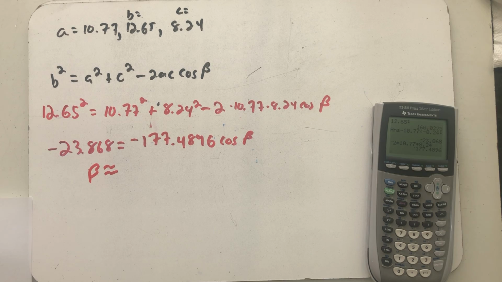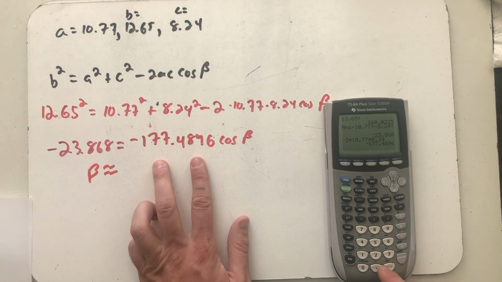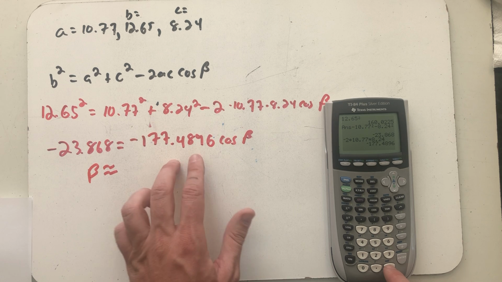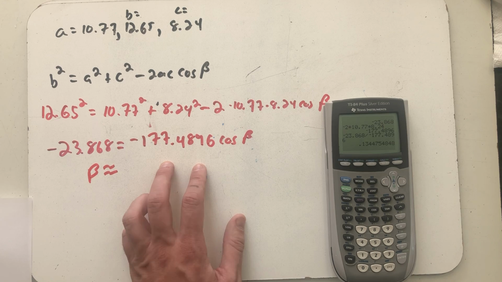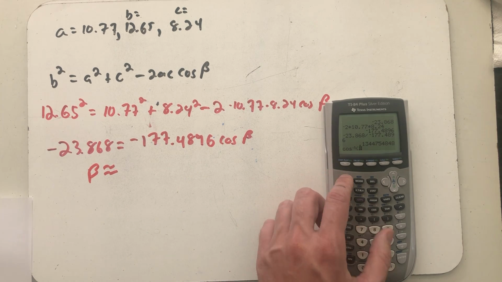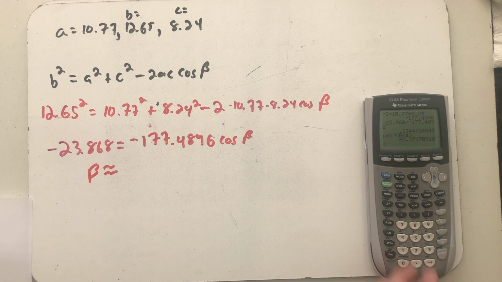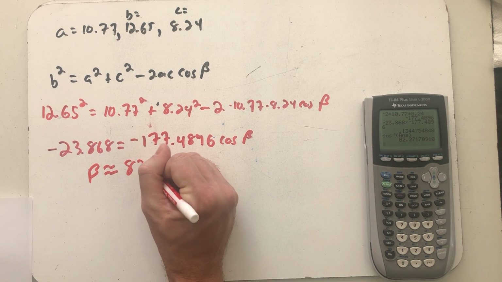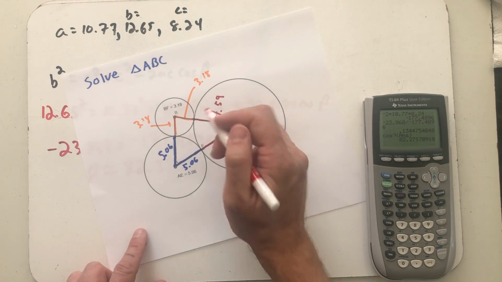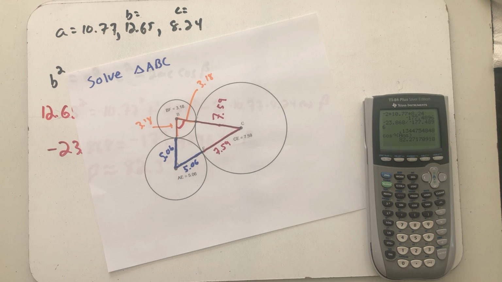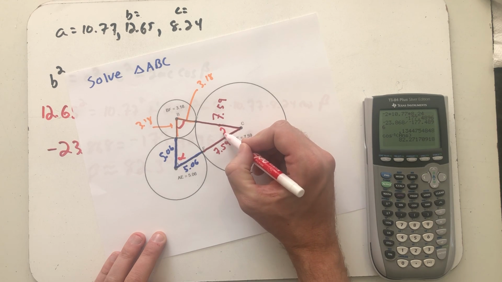All right, I'm just going to go on and find what beta is. I need to imagine dividing both sides by the minus 177 point whatever, so minus 23.868 divided by minus 177.4896. And that's what cosine of beta would be equal to, so let's go on and take the inverse cosine. I know I'm going to get an acute angle here, 82.3 degrees. So we found beta. We found this angle up here at the top of our triangle to be about 82.3 degrees. Now we're just left to either find alpha or gamma.